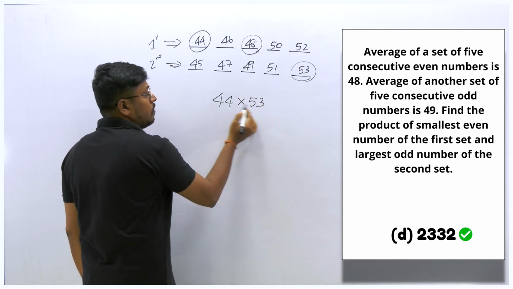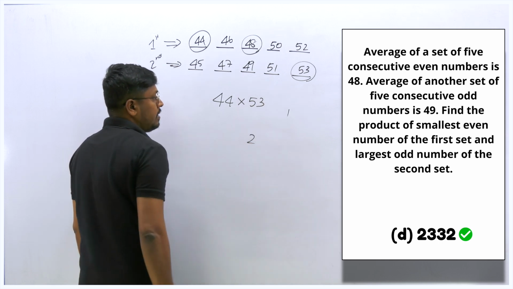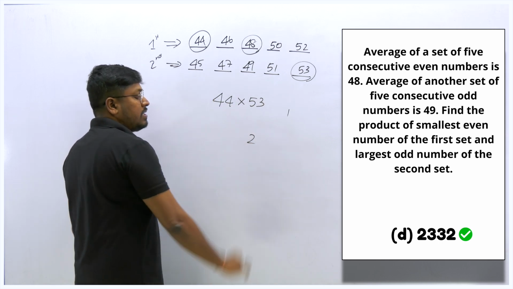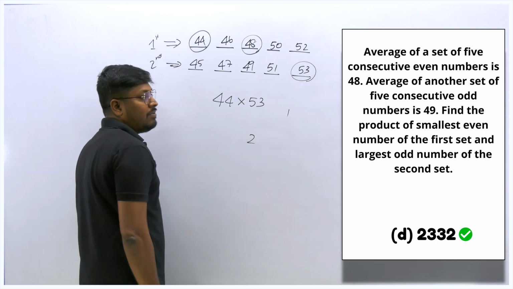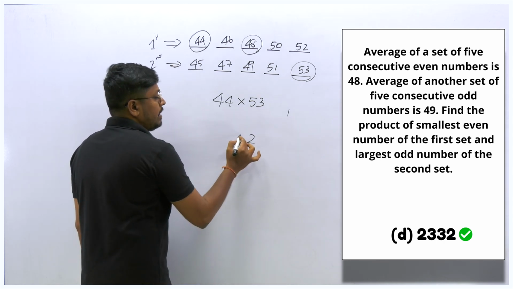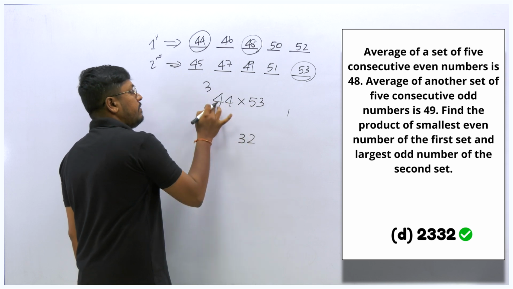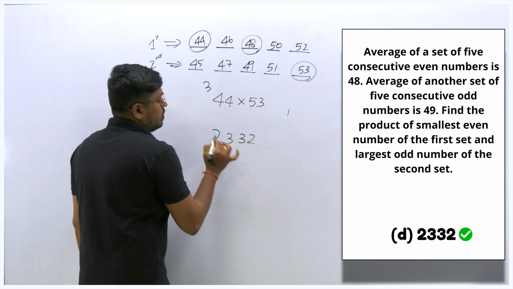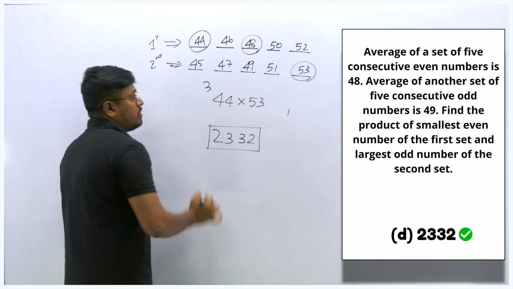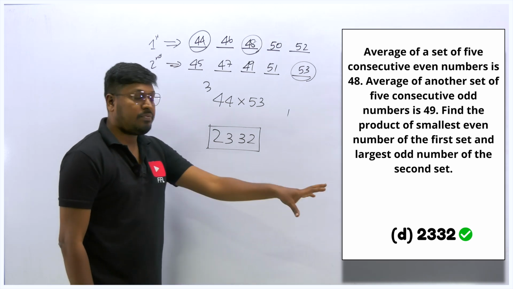So 44 times 53: 4 3s are 12, remaining will be 1. 5 4s are 20, 4 3s are 12, 20 plus 12 will be 32, plus 1 will be 33, so remaining will be 3, and 5 4s are 20, 23. So 2332. 2332 will be the answer for this question.